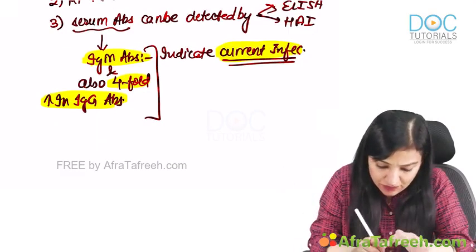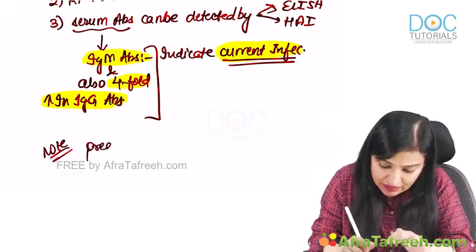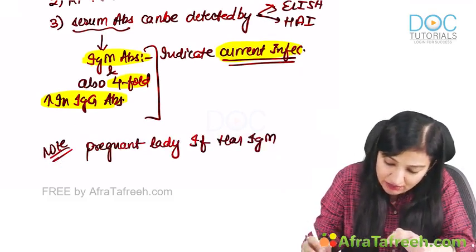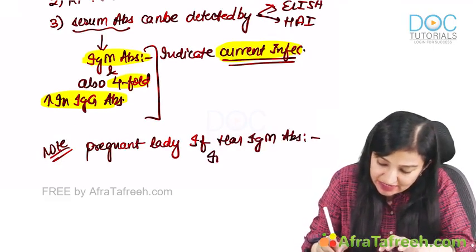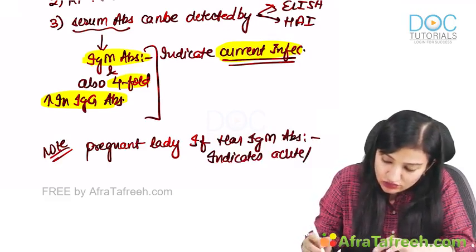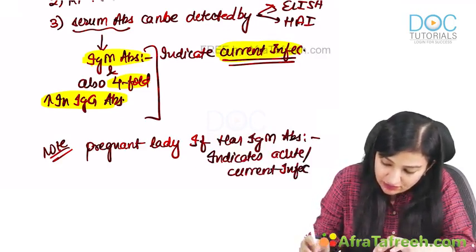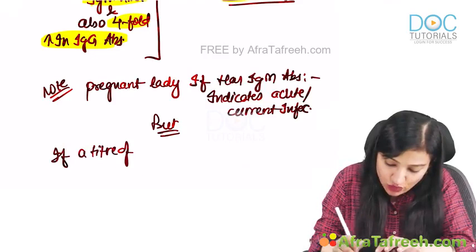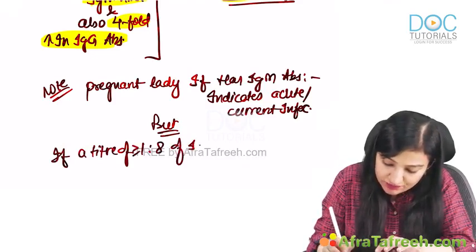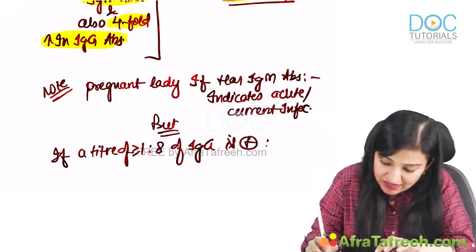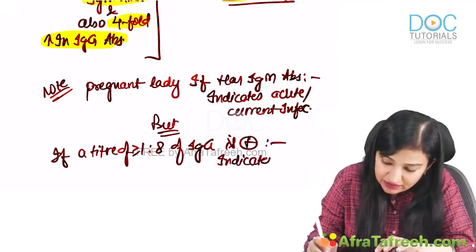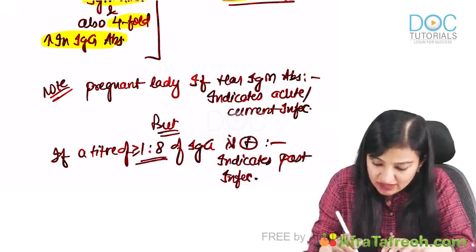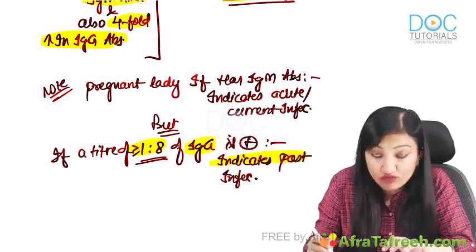Also make a note of the fact that a pregnant lady, if she has IgM antibodies, it obviously indicates acute or current infection. But if a titer of 1:8 or more of IgG antibodies is present, then it indicates past infection. Then there is nothing to worry about. This much titer, 1:8 or more of IgG, is indicative of past infection.